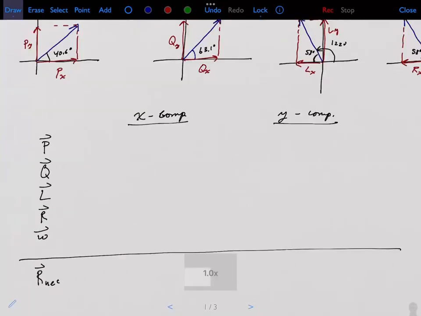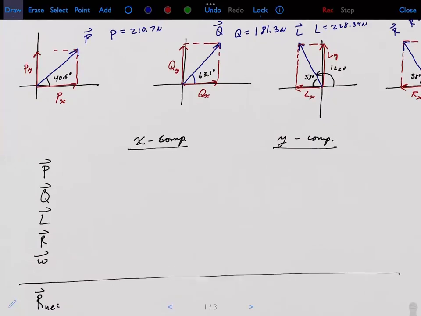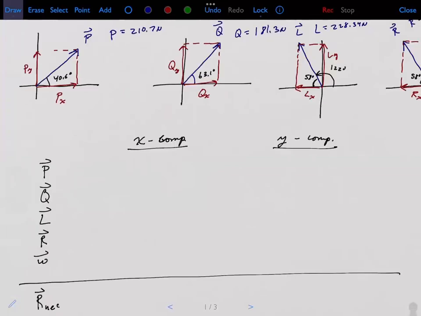Okay, so if you look at P, the X component, first of all, the X component is positive, right? Because it points to the right, and the Y component is positive. If I extract out this right triangle here, then the X component, as long as I use the reference angle, is going to involve cosine, and the Y component will involve sine, right? So this will save a little bit of time. You can think of this X component as positive 210.7 times cosine of 40.6 degrees. And that equals 159.98.